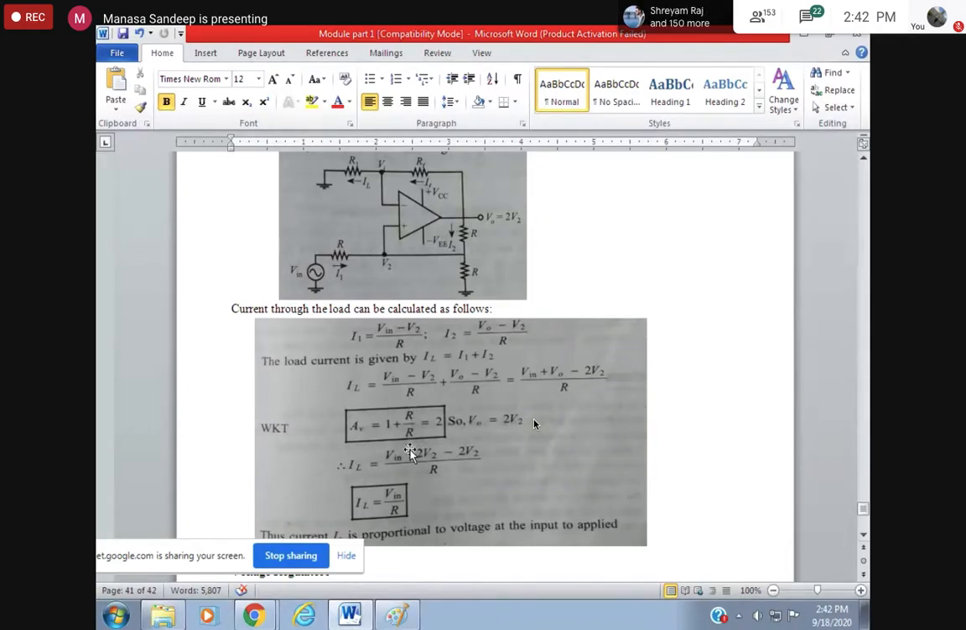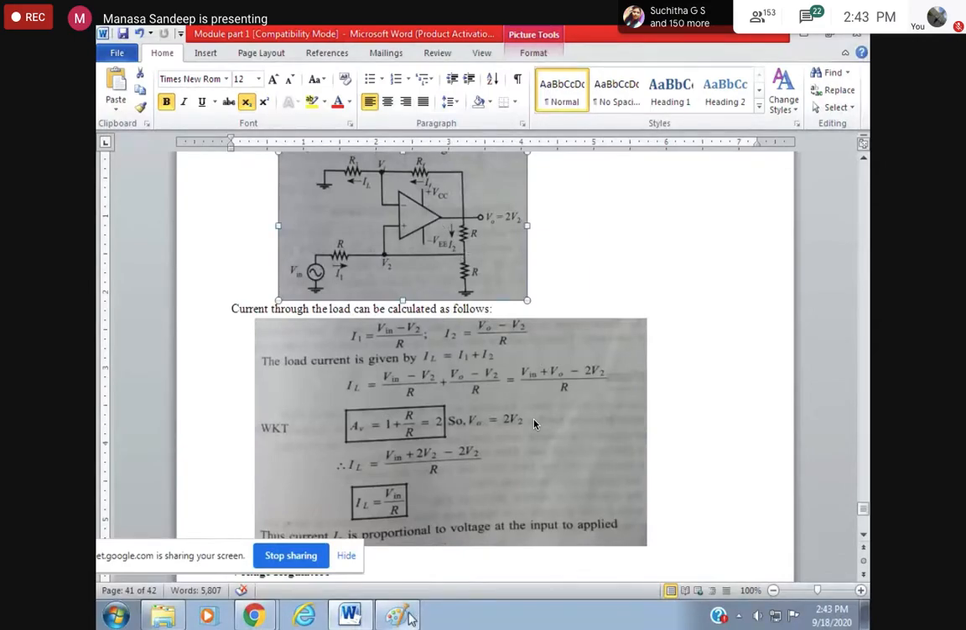Okay, so here you can see, when you add it, V in plus V naught minus 2V2. Next, IL is equal to V in plus 2V2 minus 2V2 divided by R. How did we get this minus 2V2 plus 2V2? Here you can see this is the gain. Gain is equal to 1 plus R by R for this particular circuit.